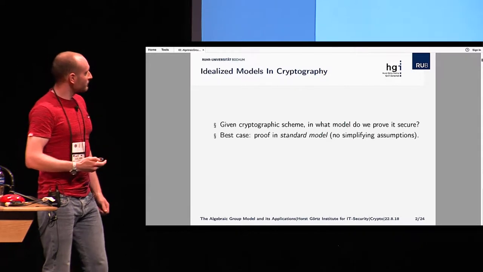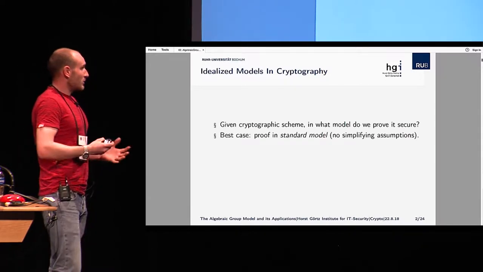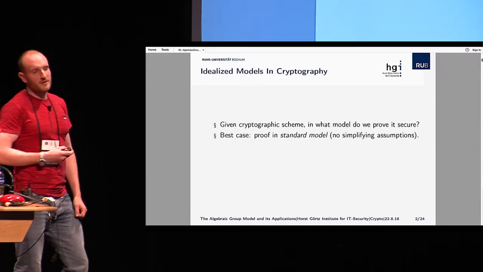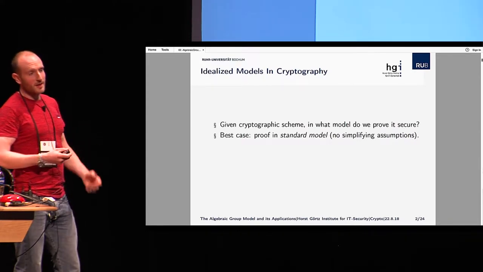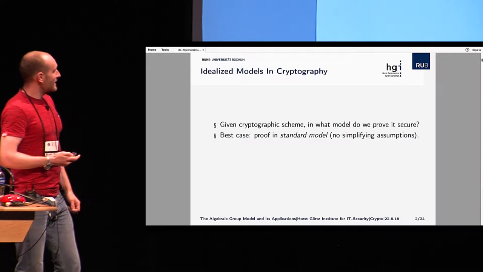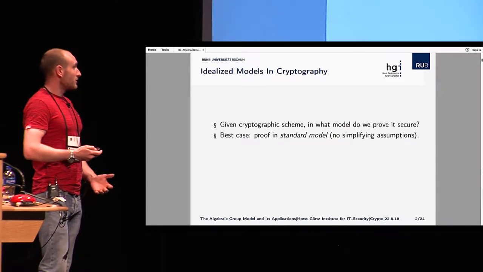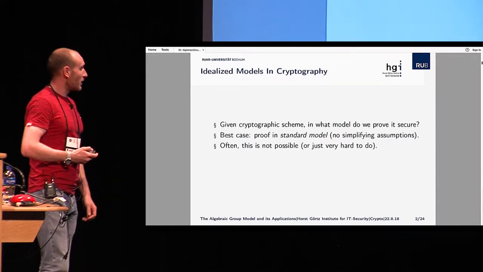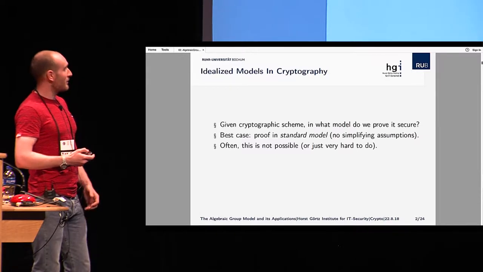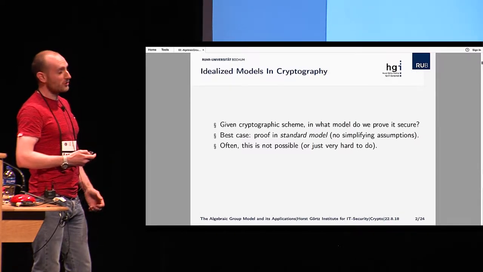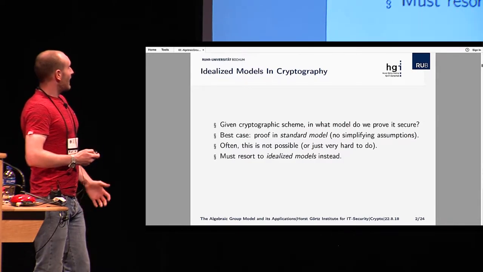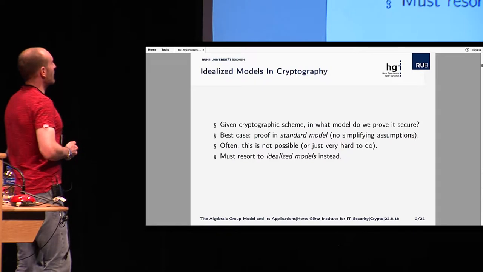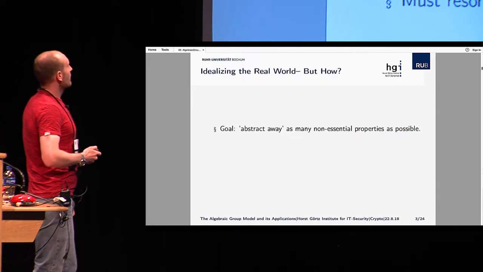So ideally, we would like to conduct any proof in the standard model, which is basically to prove it without any simplifying assumptions. But in many cases, this is going to be very difficult, and in some cases, even impossible. Whenever this happens, we have to resort to idealized models instead. So, idealizing the real world, but how?